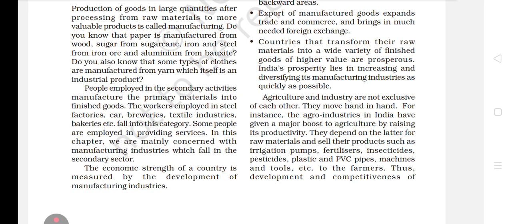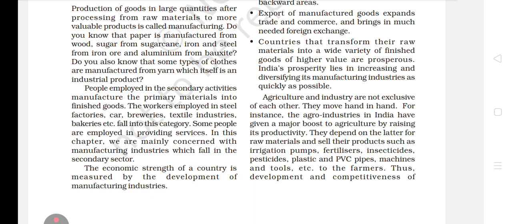Okay, now do you also know that some types of clothes are manufactured from yarn, which itself is an industrial product? So, dear student, you know very well that cotton clothes that we wear in summer, from where are these cotton clothes made?